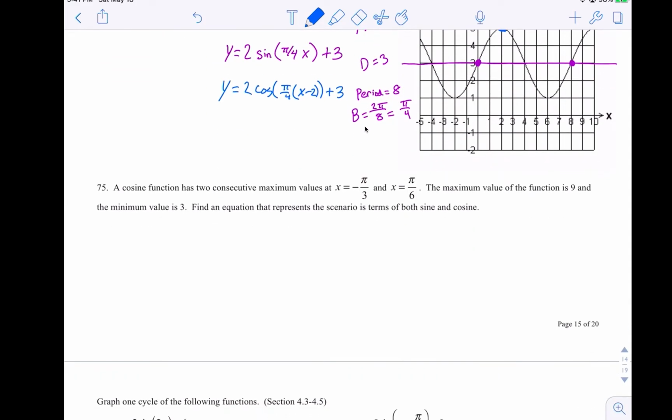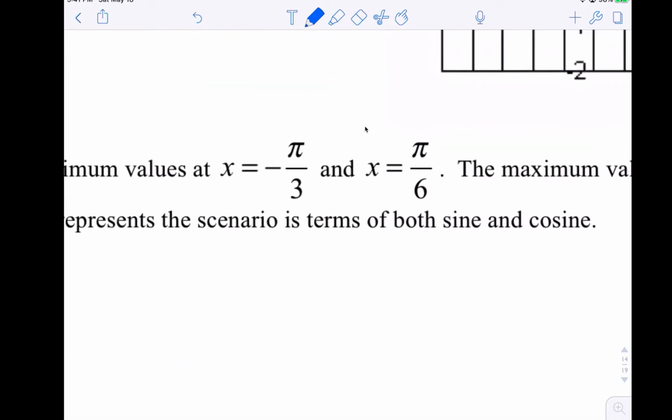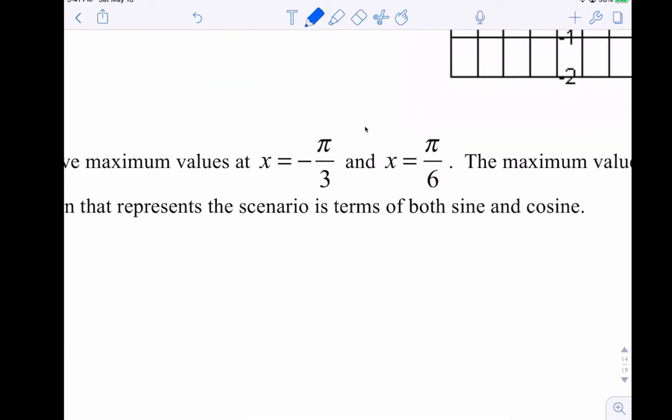All right, number 75 says two consecutive maximum values at negative pi over 3 and pi over 6. The maximum value of the function is 9, and the minimum value is 3. Find an equation that represents the scenario in terms of both sine and cosine. So it says two maximum values are at those x values, which is going to help me figure out my period.